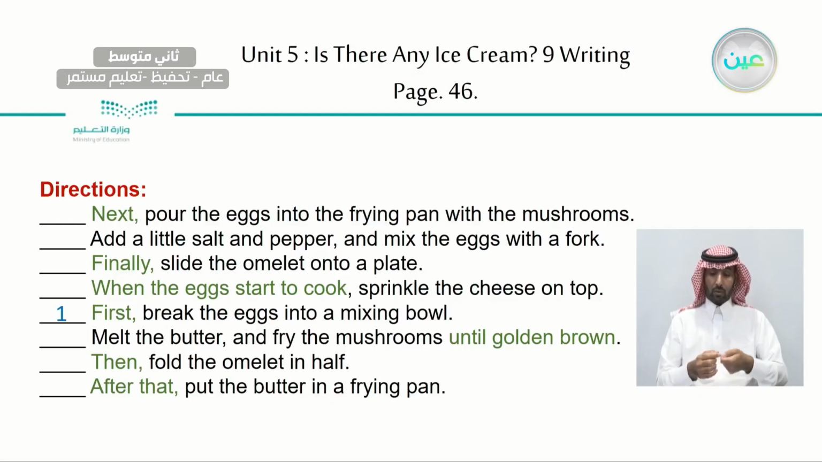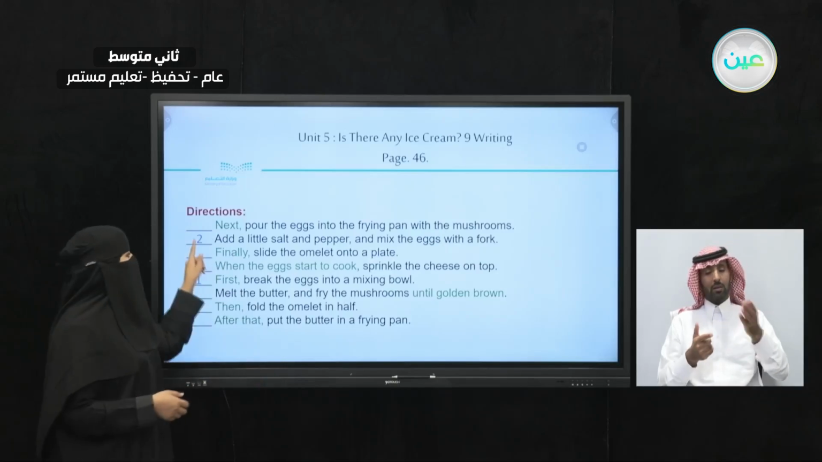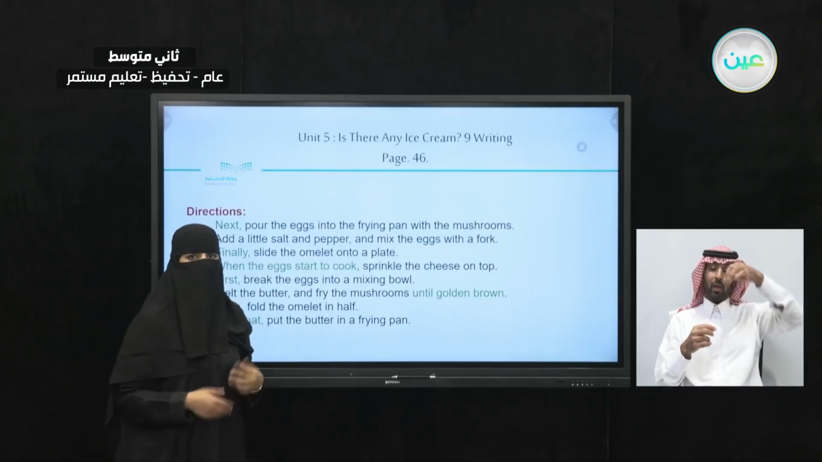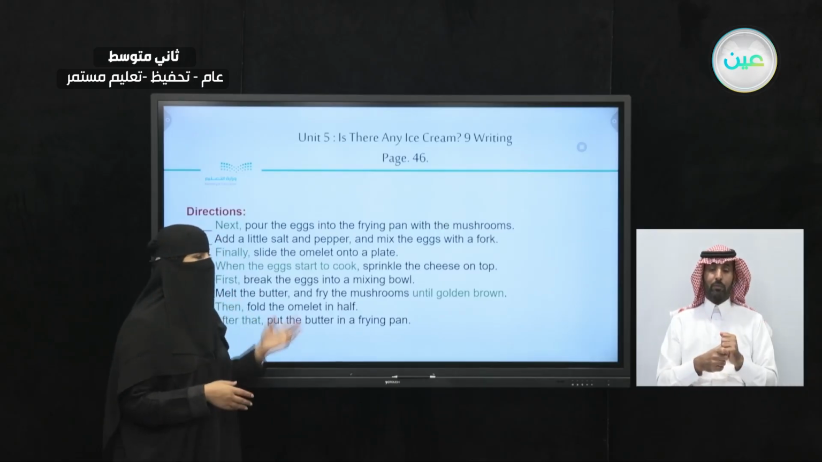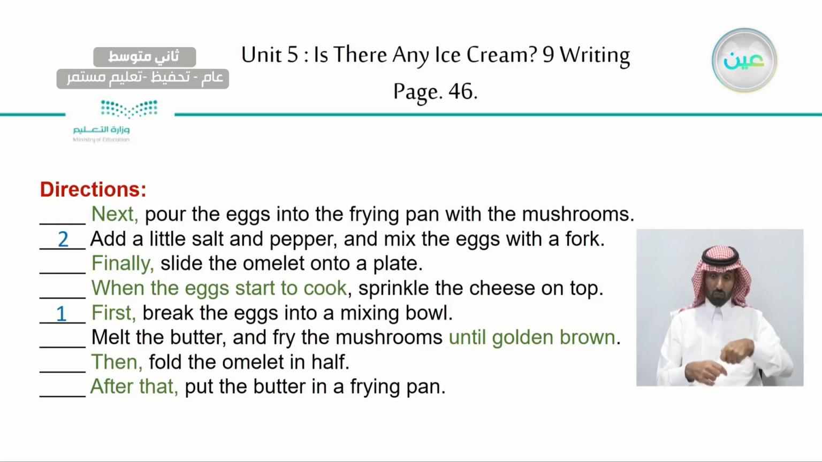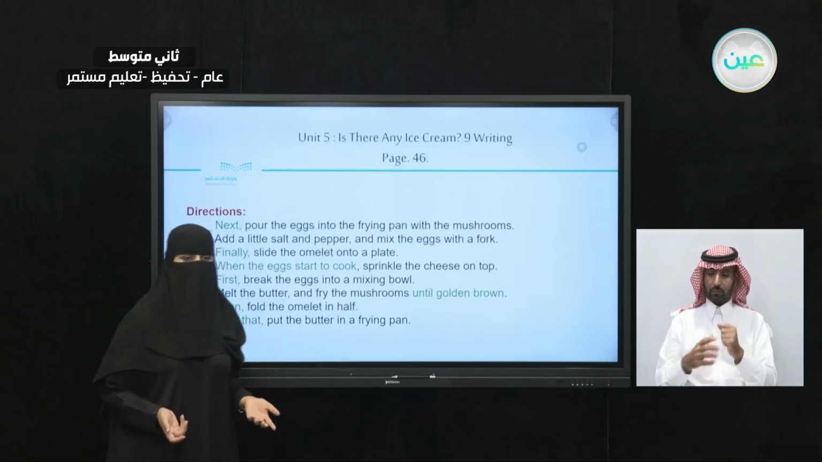Now, let's take a look. So the first one, break the eggs into a mixing bowl. Now, after putting it in the mixing bowl, what are you going to do? Add a little salt and pepper and mix the eggs with a fork. So now, can you do this like finally? Adding the salt and pepper and mixing the egg as a final step? No, you can't put it as a final step because finally you will have the recipe. You can't mix the recipe and ruin it, right?